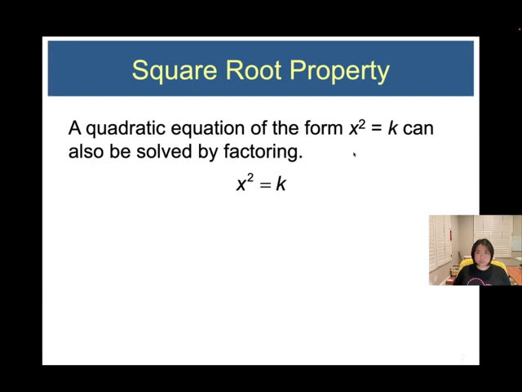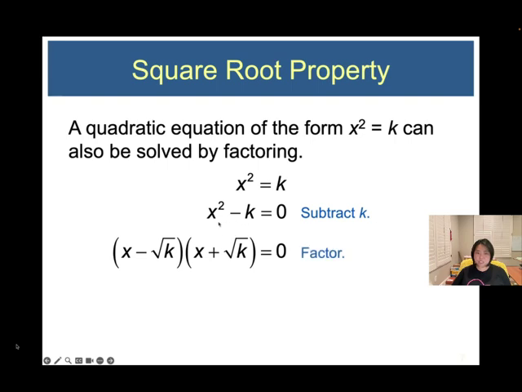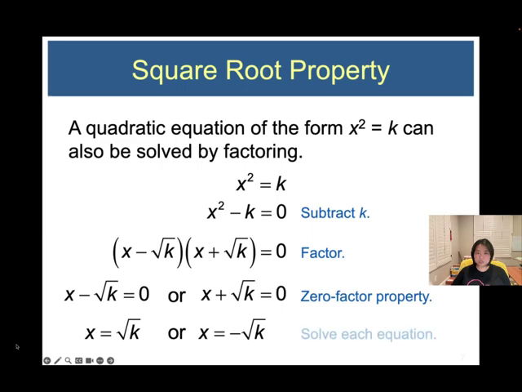Square root property. A quadratic equation of the form x squared equal to k. We only have one variable here, and you can consider k as a real number. How can we solve for x? In your book, they do it this way: they subtract the k and then factor, by the formula a minus b times a plus b equals a squared minus b squared, and then use the zero factor property to find the solutions.